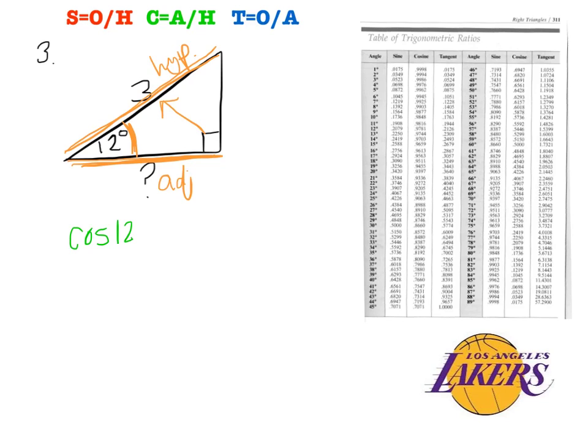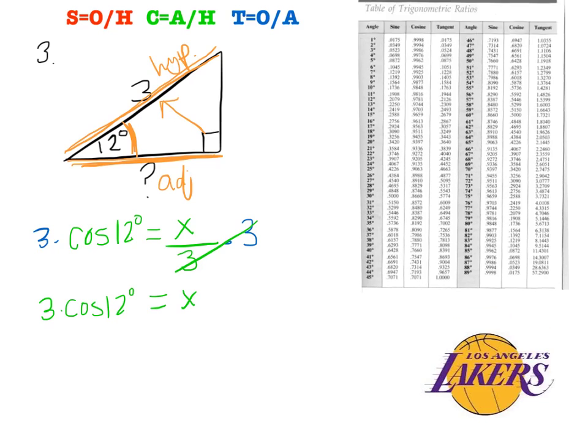The cosine of 12 degrees is equal to the adjacent value, which is unknown, over the hypotenuse. Now lucky for me, the x is almost by itself. So the only thing I need to do is move this divided by 3. So I'll multiply by 3 on both sides. And I end up getting x, because this cancels out to 1, x equals 3 times the cosine of 12 degrees. Now we're going to need to find the cosine of 12 degrees.